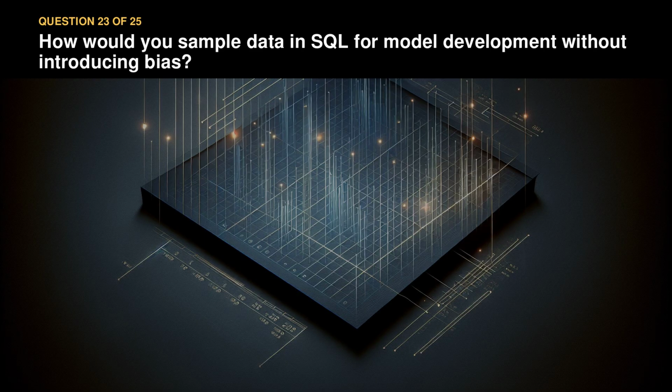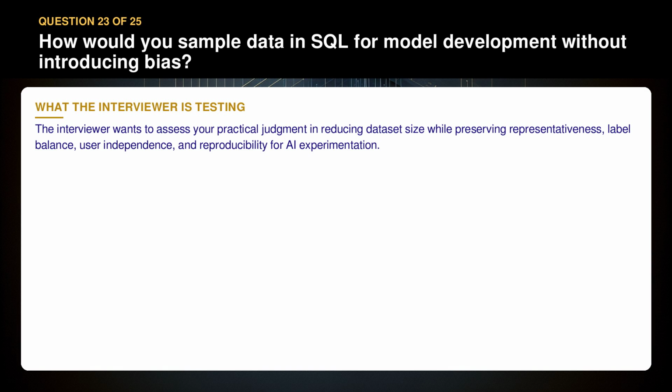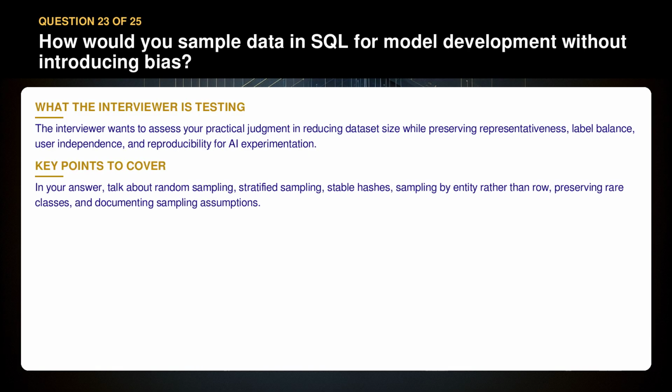Question 23. How would you sample data in SQL for model development without introducing bias? The interviewer wants to assess your practical judgment in reducing dataset size while preserving representativeness, label balance, user independence, and reproducibility for AI experimentation. In your answer, talk about random sampling, stratified sampling, stable hashes, sampling by entity rather than row, preserving rare classes, and documenting sampling assumptions.